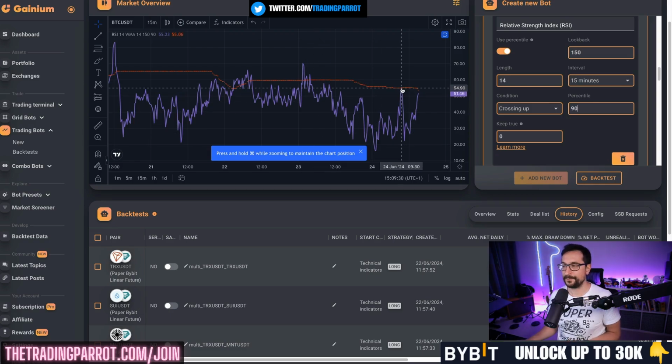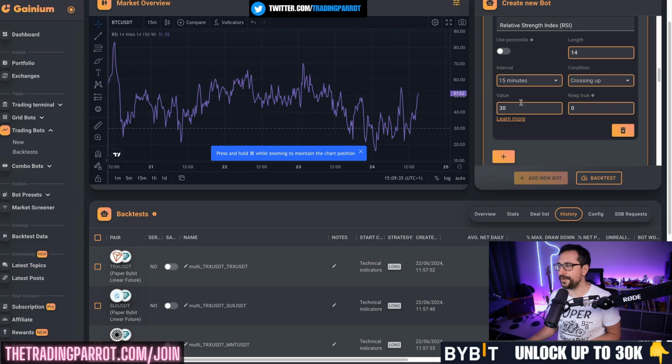Whereas if you were using just a fixed value and you were using the value of 70, 70 is around here. RSI didn't even manage to get closer to 70 this time because Bitcoin has been coming down. Whereas the percentile allows you to exit right there before potentially seeing another dump in the market. Much wiser way of trading.